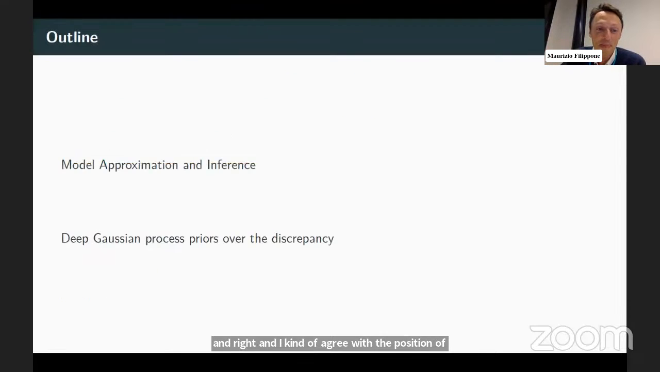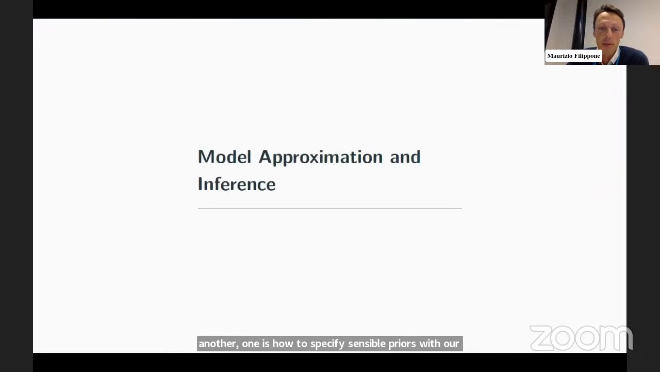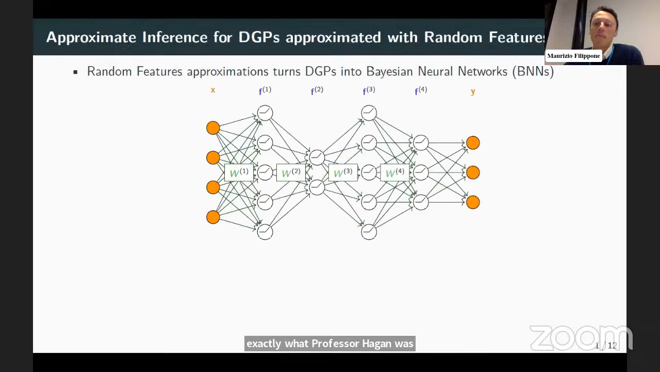So in my rejoinder, I want to discuss two main points that were raised in various places in the discussions. One is the model approximation and inference, which Annie touched upon already. And another one is how to specify sensible priors with our deep Gaussian processes over the discrepancy, which is exactly what Professor Higdon was mentioning before. So for this presentation, I'll turn deep Gaussian processes into Bayesian neural networks. We saw that with random feature approximation, we can do that. And just for simplicity, I'm going to call all these weights in the intermediate layers W.